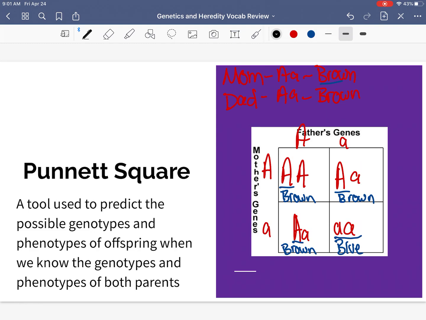We're still not quite done yet. Each of these boxes is worth 25%. So there's 1, 2, 3 boxes with brown, which means there's a 75% chance that the child will have brown eyes. And then there's only one box with blue, so that means there's a 25% chance that the child will have blue eyes.